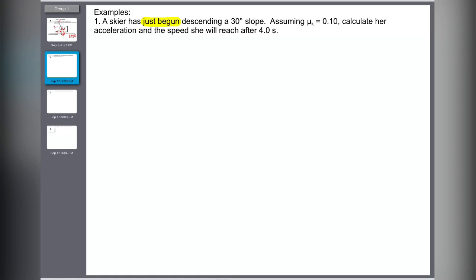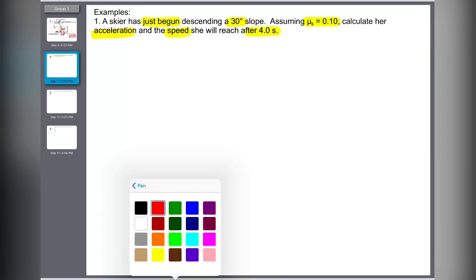Okay, so it tells you a skier has just begun descending a 30-degree slope. Assuming mu k is 0.1, so there is a force of friction. Calculate her acceleration and the speed she reaches after 4 seconds. So it's a two-part question: you find acceleration and then use that for kinematics. Okay, so draw your slope.